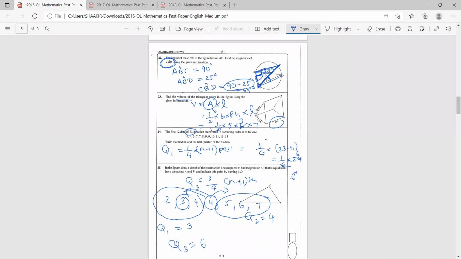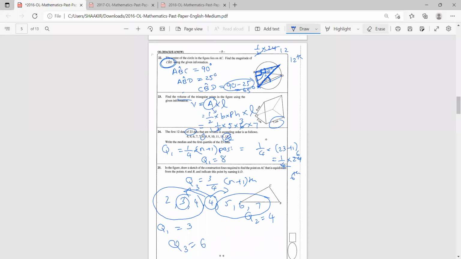So 6th position. So in the 6th position, see what is the number you have? 1, 2, 3, 4, 5, 6. So 8. So I can say Q1 is 8. Okay. The next one is median. Median means then you have to write 1 over 2 into n plus 1 position. So 24, if you divide, you will be getting 12. So in the 12th position, you have 15. So that is the median. So that is how you have to find.